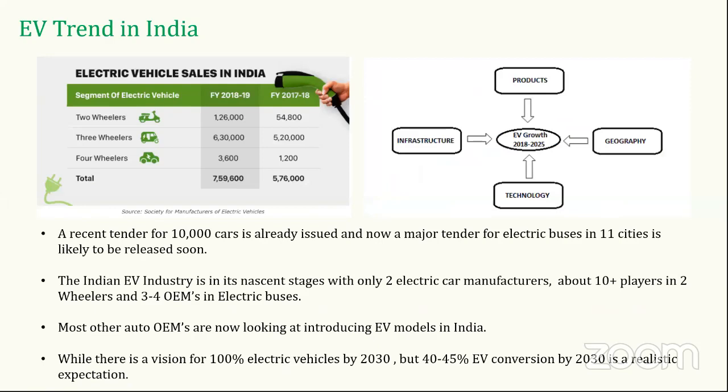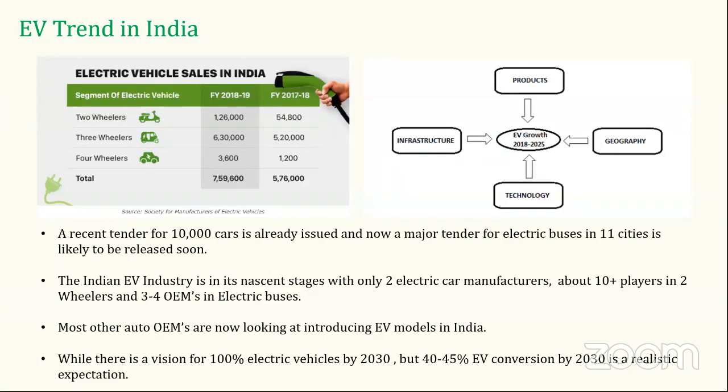Yeah. Today, India's electric vehicle sales are shown in the top left figure. You can see the trend has increased from 2017 to 2018, especially in the three-wheeler segment. The overall population has moved from 5.76 lakh vehicles to 7 lakh, with growth happening especially in the three-wheeler and two-wheeler segments. You see the four-wheelers are very, very minuscule. It has only increased from about 1,200 to 3,600.